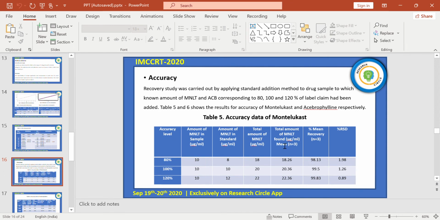Third parameter, accuracy, which was determined by performing recovery studies at 3 different levels, 80, 100 and 120%.